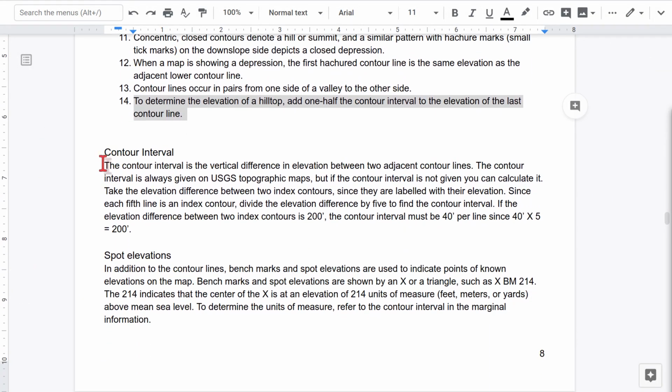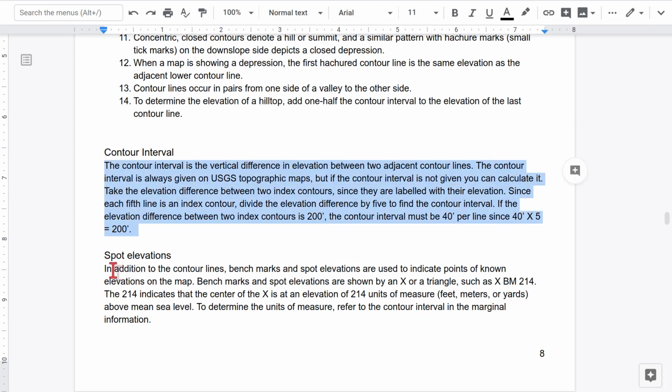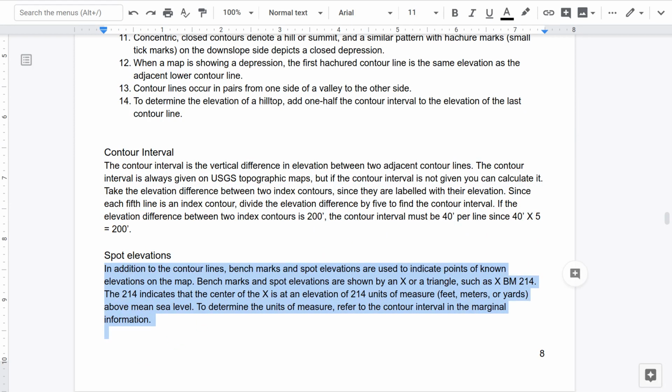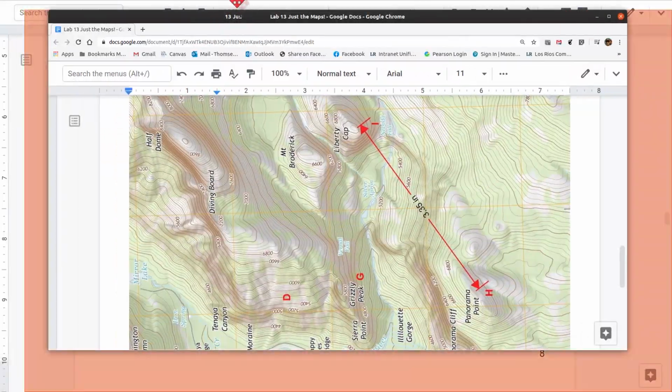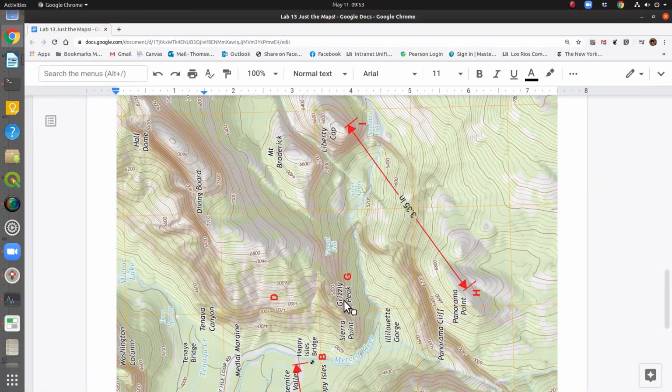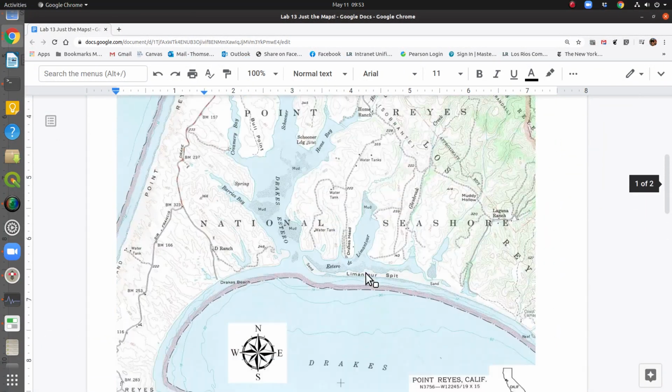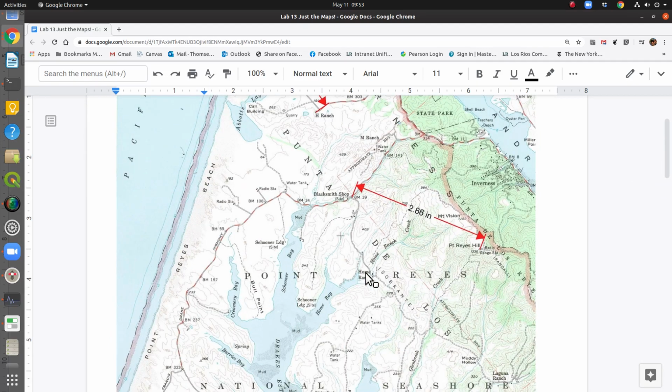I go through how to calculate the contour interval, talk about spot elevations. So the two ways of finding elevation on a map are either you can use the contour lines, or sometimes maps have spot elevations, and a couple different ways. So BM34, that's a benchmark. Somebody's actually surveyed that site right there, that X, it's 34 feet above sea level.